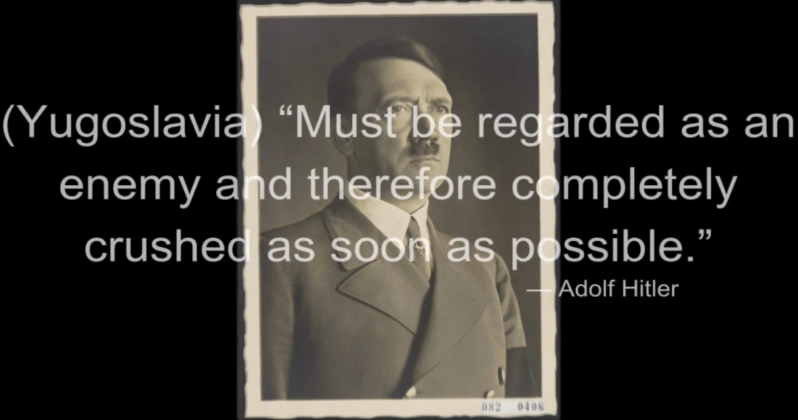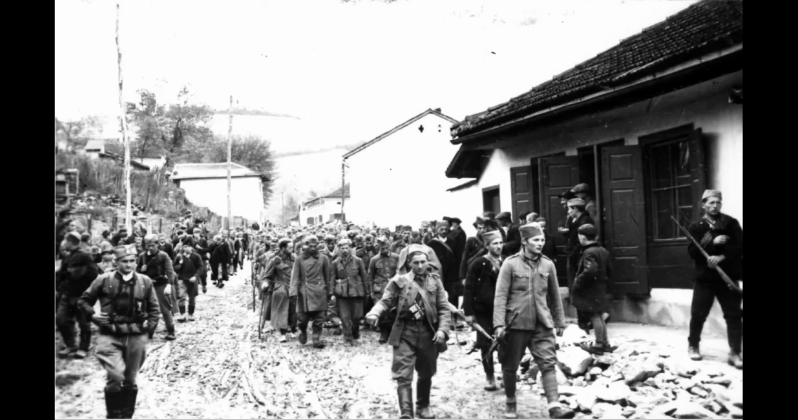Hitler was infuriated at the rebellion of the Yugoslav people, so he issued his Directive Number 25 ordering Yugoslavia's annihilation. Hitler proclaimed Yugoslavia must be regarded as an enemy and therefore completely crushed as soon as possible. On the 6th of April, Germans invade Yugoslavia and Greece.